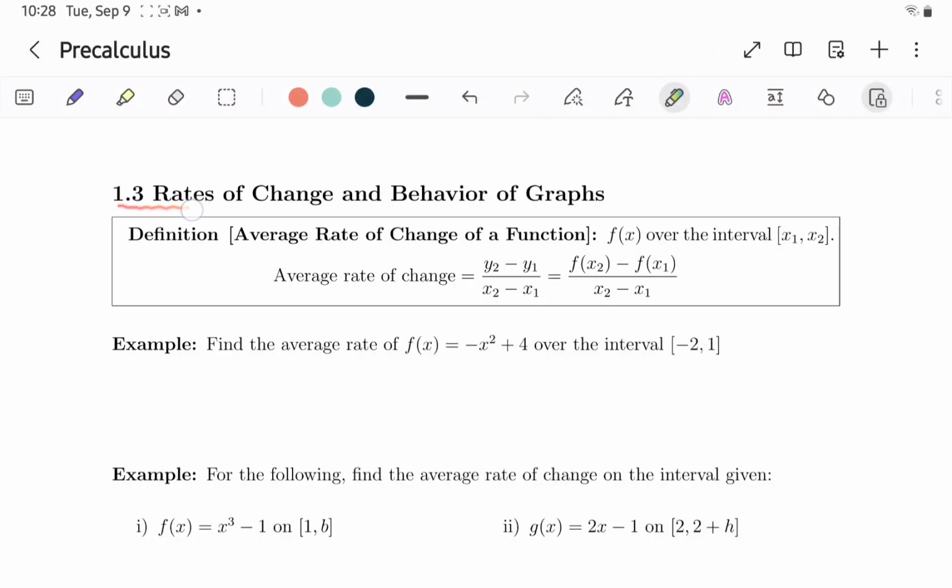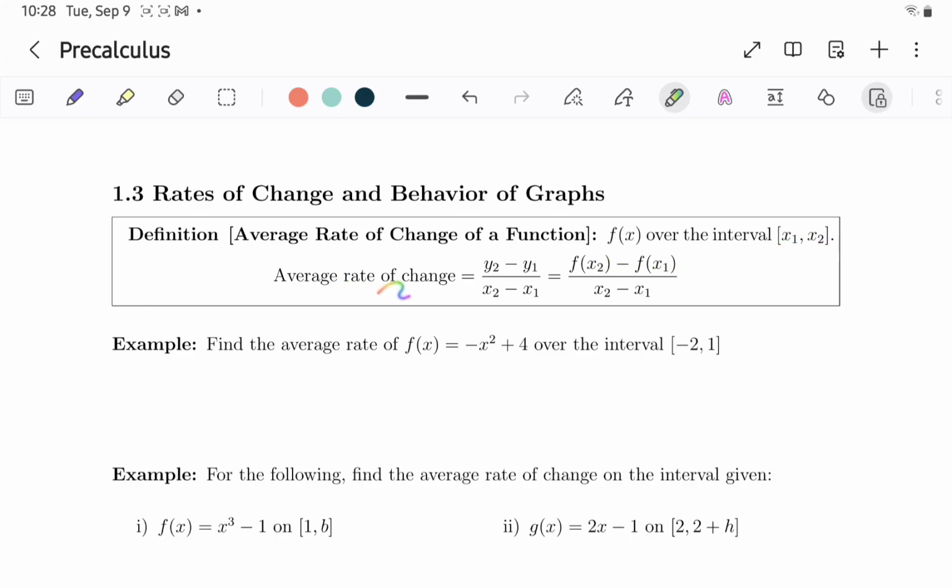In this video, we are going to talk about rates of change and behavior of graphs. So the first thing that we have to talk about is a definition. The average rate of change of a function f of x over the closed interval from x1 to x2 is just going to be the slope between the two points (x1, f of x1) and (x2, f of x2).